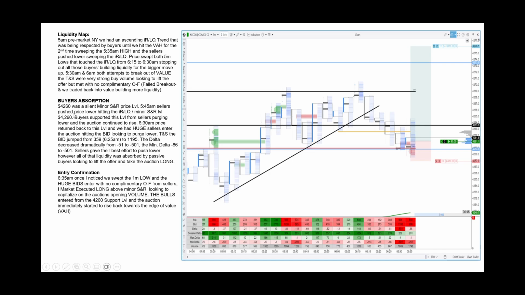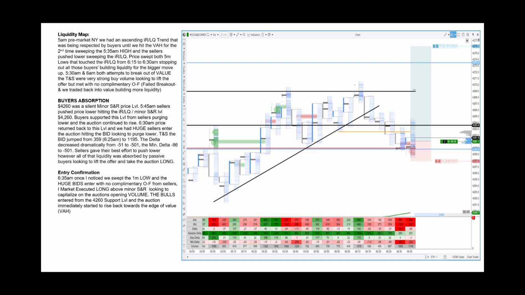5:45 a.m., sellers push price lower, hitting the internal range liquidity and the minor support and resistance level. This is this candle right here at 5:45. So we pushed down into the internal range liquidity, this trend, and we also hit the minor support and resistance level, which is 42.60.